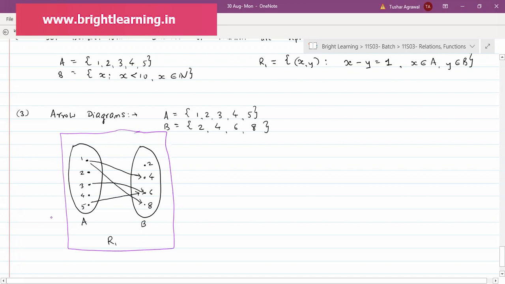If I tell you to write this relation in roster form, how will the elements of this relation look? You will say, sir, R1 is actually: 1 is getting paired up with 4, this is a single element. 1 is also getting paired up with 8, this is another element. 3 is getting paired up with 6. And 5 is also getting paired up with 6. So this is the roster form of this arrow diagram.